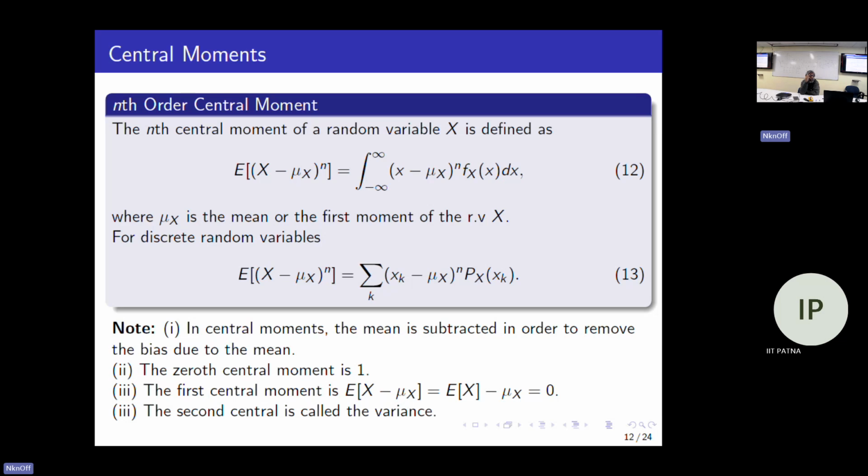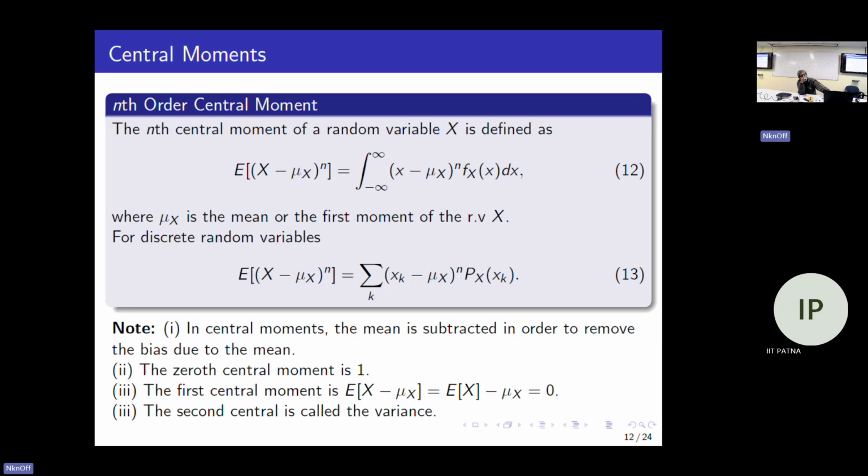For a discrete random variable, how will we calculate the central moment? It is the expectation of (x minus mu x) to the power n, which equals the summation of (x minus mu x) to the power n into the probability mass function pX(xk). That means at xk, what is the probability? P is the probability, capital P is the probability. What is the probability?